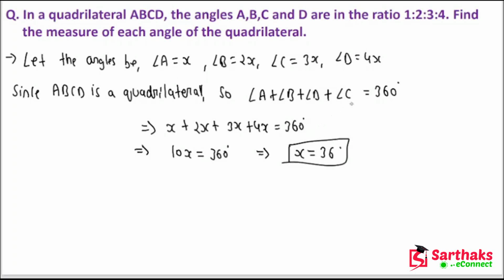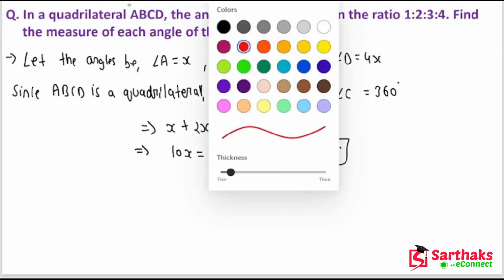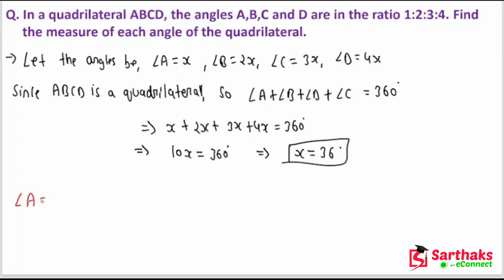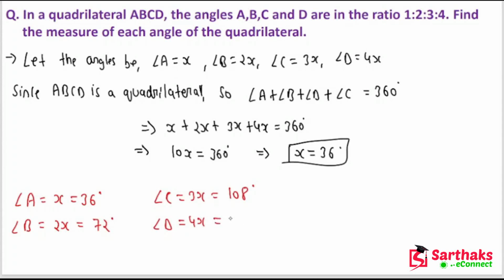So this is the common factor, which we have cancelled from these angles to get the ratio 1:2:3:4. Now we can easily calculate the angles. Angle A is equal to x, so it is 36 degrees. Angle B is equal to 2x, which is 2 into 36, that is 72 degrees. Angle C equals 3x, that is 3 into 36, so it would be 108 degrees. And angle D equals 4x, 36 into 4, so we will get 144 degrees. So this was all about this question, again a question on angle sum property of a quadrilateral.